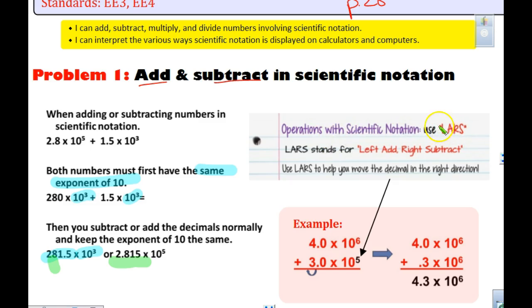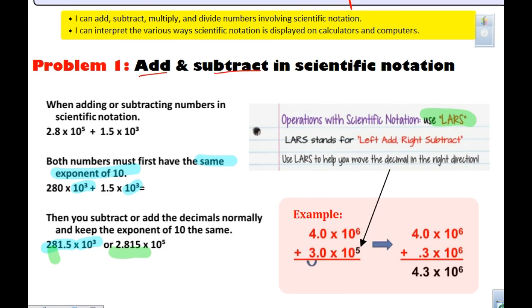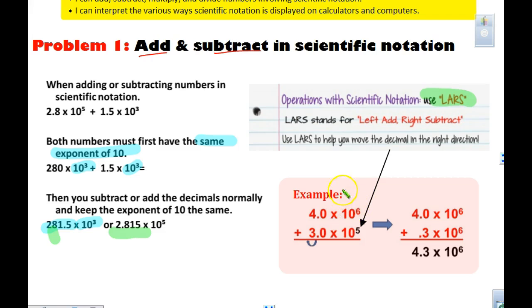So operations with scientific notation. This is kind of a mnemonic that we sometimes use. It's called LARS. What does LARS mean? LARS stands for left add, right subtract. So when we do this, and as we go through a few of the problems today, and then you're going to have a lot of time to work on the two worksheets. So it says use LARS to help you move the decimal in the right direction.